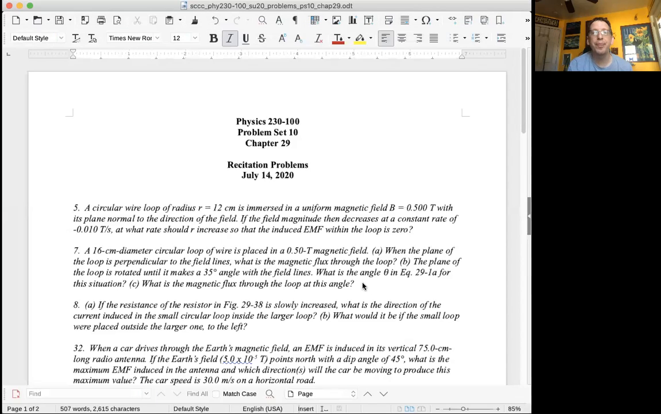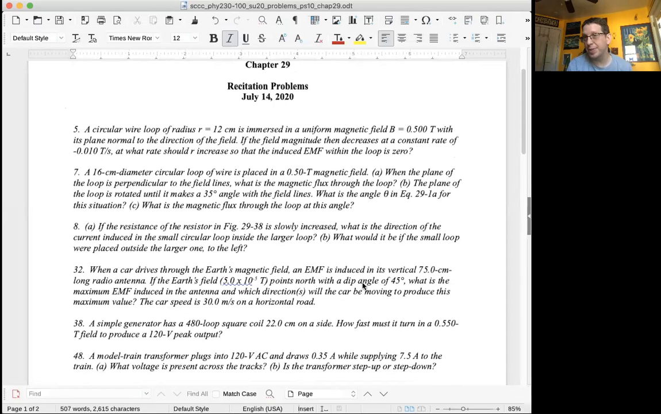Hello again. Today we've moved on to the 10th of our 11th problem sets. This one covers chapter 29. We have 6 problems for the recitation and then 4 for the homework that's due next Monday.